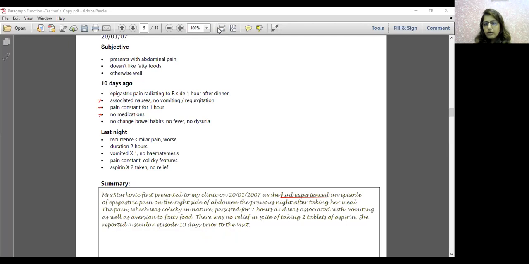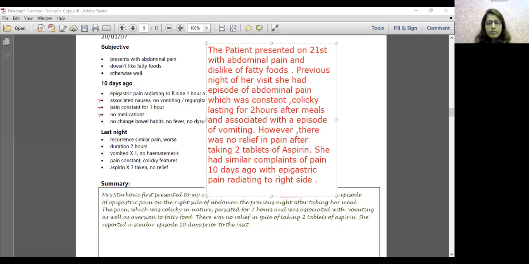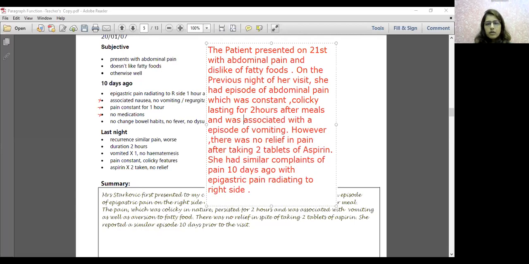Okay, I have got one more response here from Chandan. Okay, so let me discuss that. I would say the patient because I'm talking about a specific patient. Previous night of her visit, so I would say: on the previous night of her visit, she had an episode of abdominal pain, which was constant, colicky, and was associated. An episode. Yes, 'an' episode. When you pronounce it, it is a vowel sound. So, an episode.